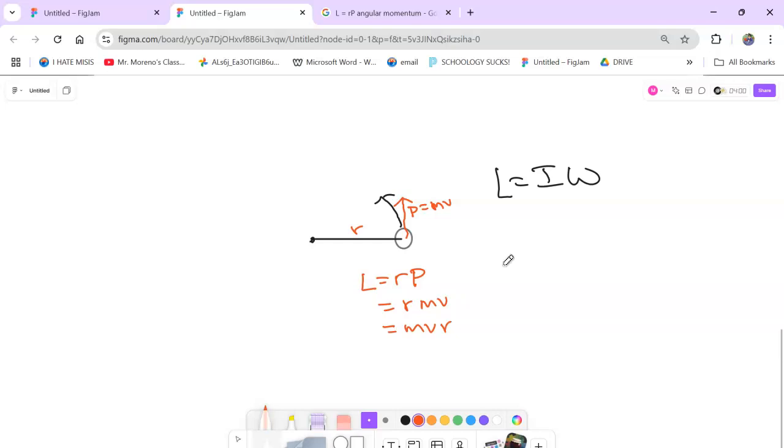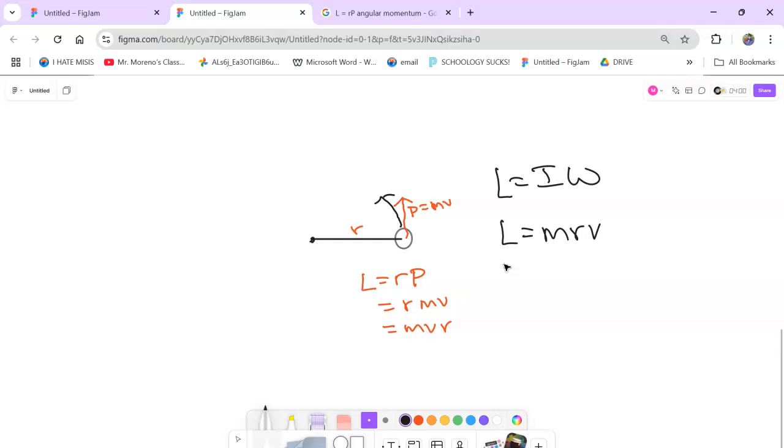You're really going to see this usually as mvr. And this is how you find the angular momentum of an object that is being spun in a circle, like a tetherball, if you know the mass of the object and what have you. So that formula becomes L is equal to mvr, however you like to look at it, doesn't make a difference.